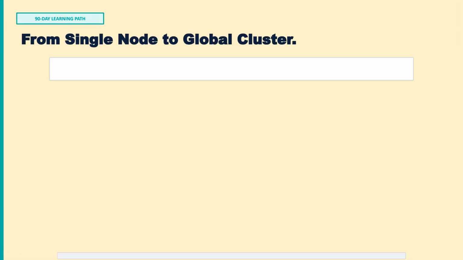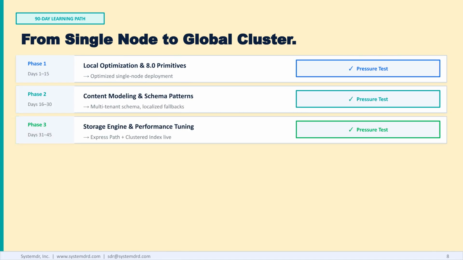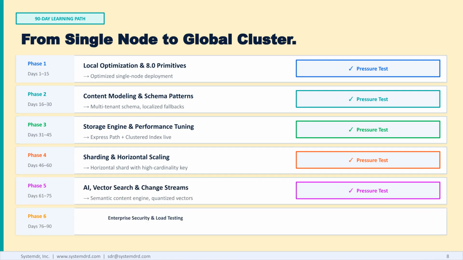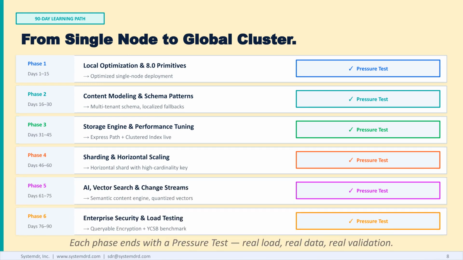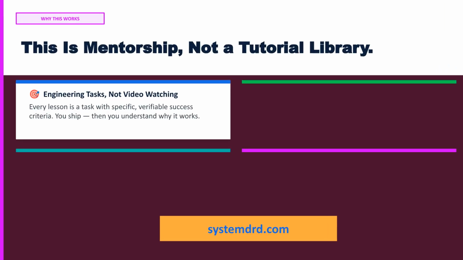Our 90-day learning path takes you from a single node to a global cluster. Each phase, from local optimization to enterprise security, ends with a rigorous pressure test, validating your work with real load and real data. This is mentorship, not a tutorial library. Every lesson is an engineering task with verifiable success criteria.